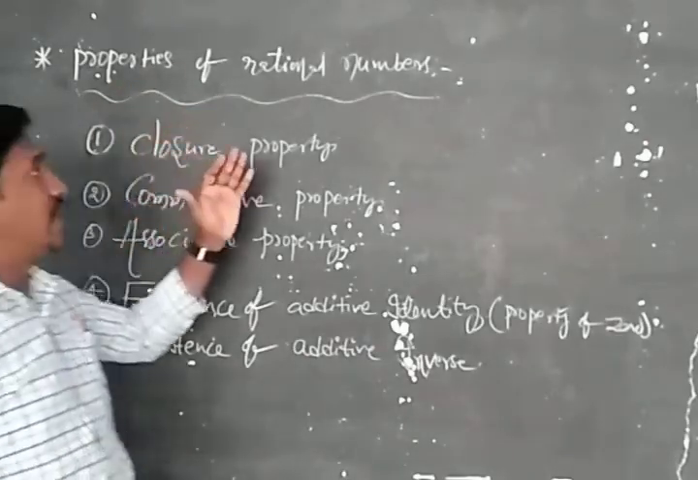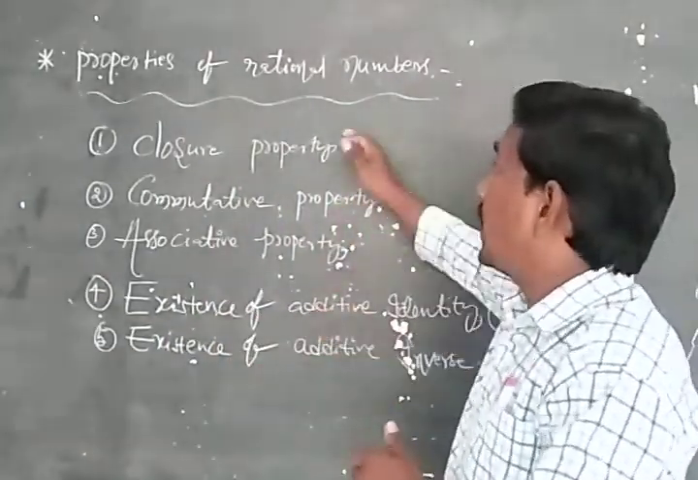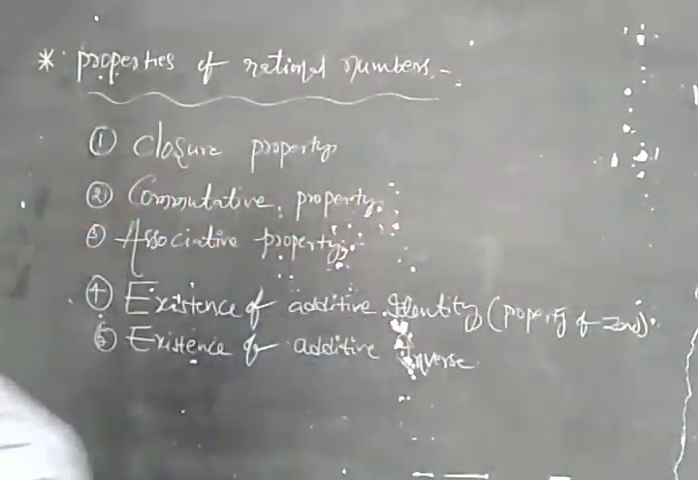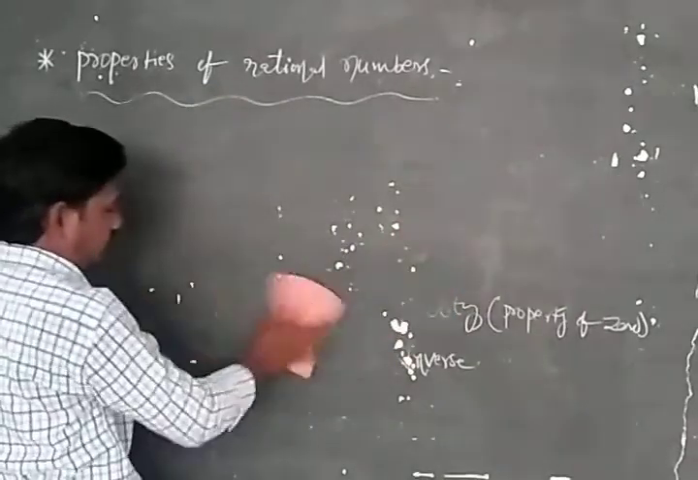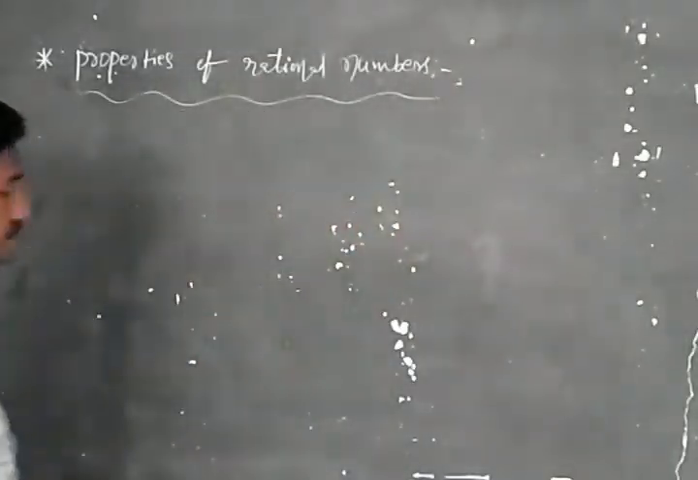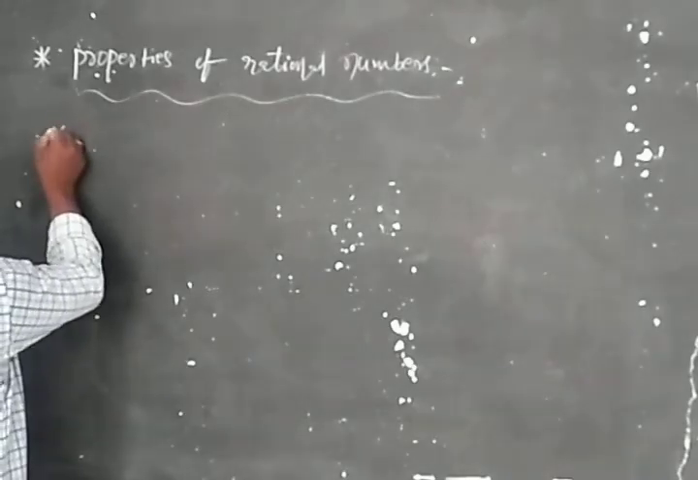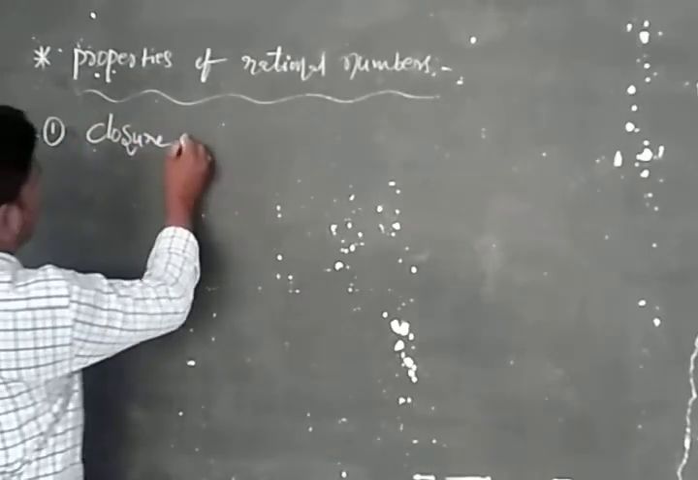So we have to check whether the rational numbers satisfy all these properties or not. Now the first one, closure property.